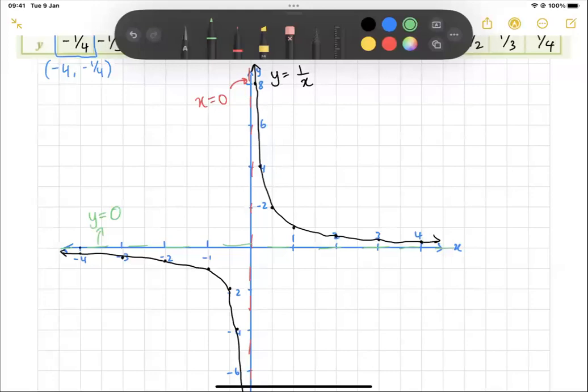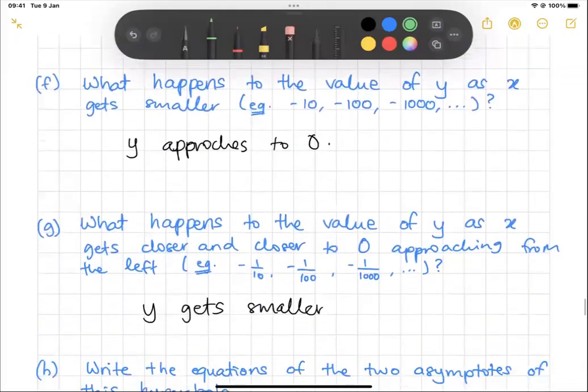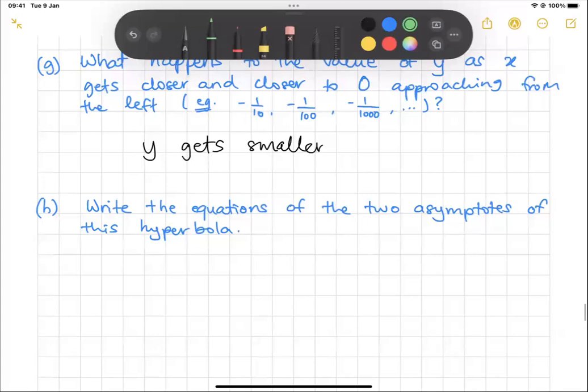Okay? So my two equations for my asymptotes are y equal to 0, meaning there will be no x-intercepts, and x equal to 0, meaning there will be no y-intercept.